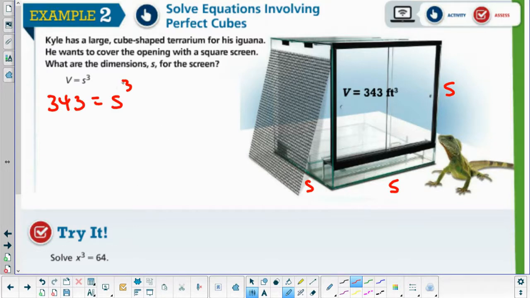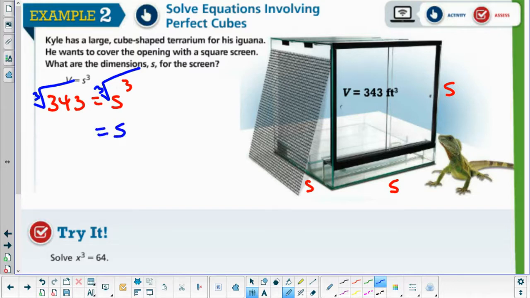So we have to undo cubing something because I want S all by itself. So to undo a cube, what do we do? You're right, we take the cube root. So I'm going to take the cube root of this side, and I have to take the cube root of this side. Whatever you do to one side, you have to be fair and do the same thing to the other. Okay, so the cube and cube root are going to cancel each other out.